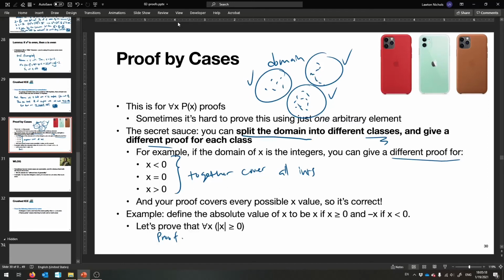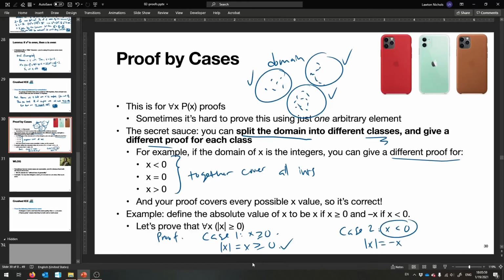So, let's see. Case 1, x is greater than or equal to 0, so x is arbitrary, we can assume. Case 2, x is less than 0. In case 1, the absolute value of x is defined to be x. And the absolute value is of course greater than or equal to 0 because x itself is greater than or equal to 0. So that one's check. In case 2, x is less than 0. That means the absolute value of x is negative x.